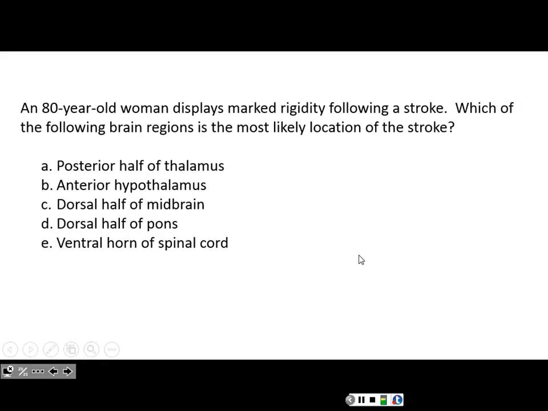Decorticate or decerebrate. Well, there's nothing on there that really suggests corticospinal tract either, so I'm going to eliminate decorticate as a possibility. Does that make sense? Do you see what I mean? There's no area of suggested stroke where you would get a corticospinal tract lesion.